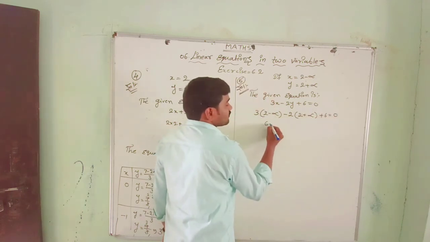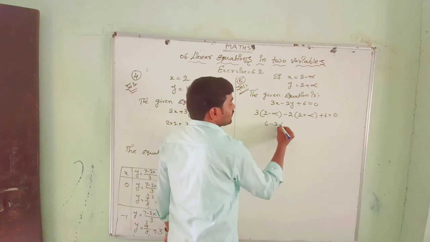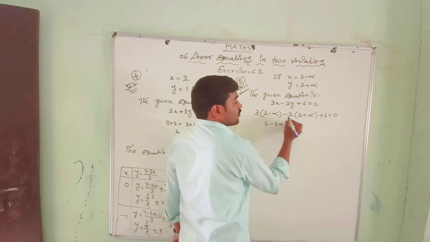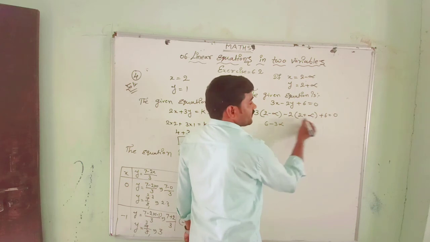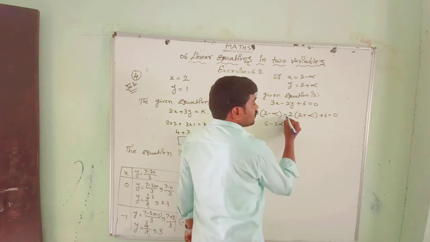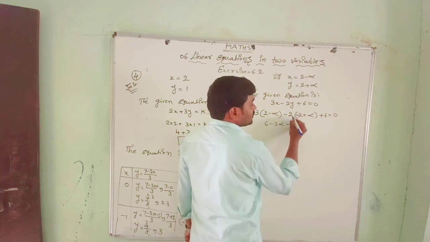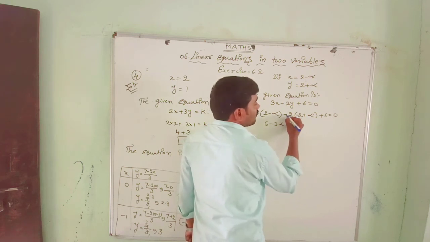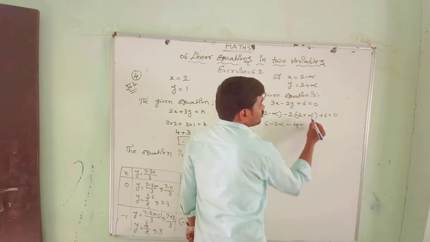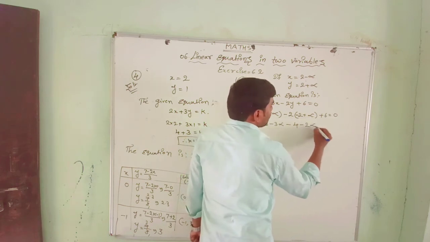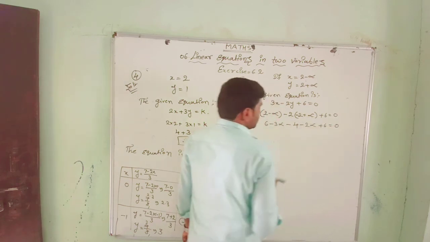3 2s are 6 minus 3 into alpha is 3 alpha. With 3 we have to multiply this both. With minus 2 we have to multiply this. Not with 2, with minus 2. Minus into plus is minus. 2 2s are 4. Minus into plus is minus. 2 into alpha is 2 alpha plus 6 equal to 0.